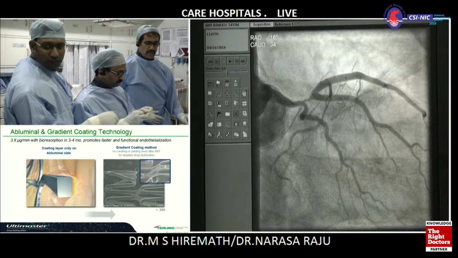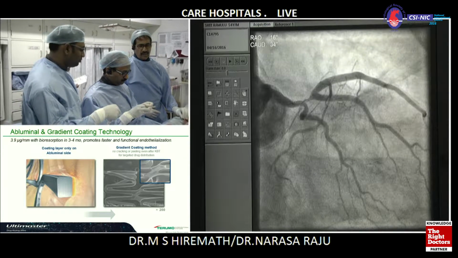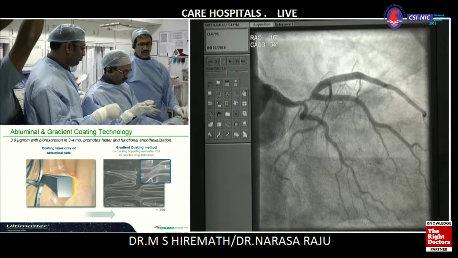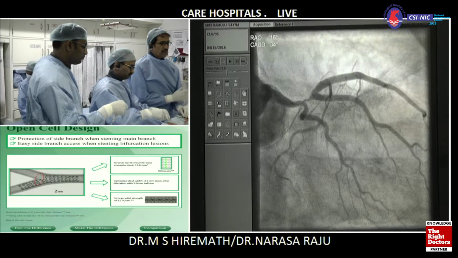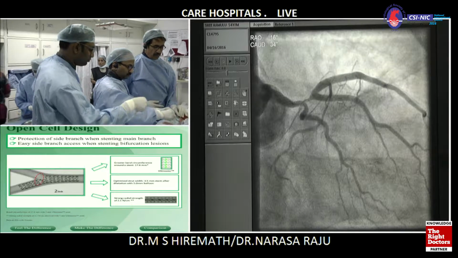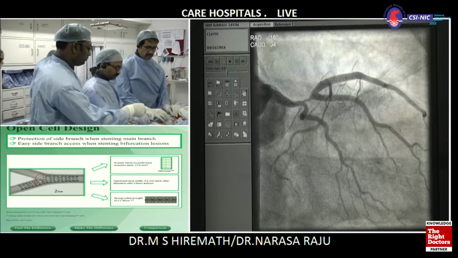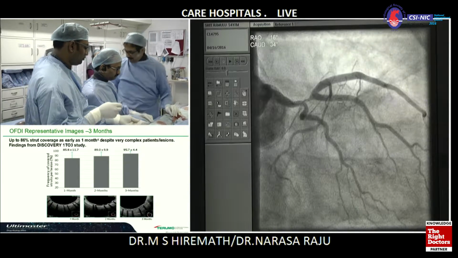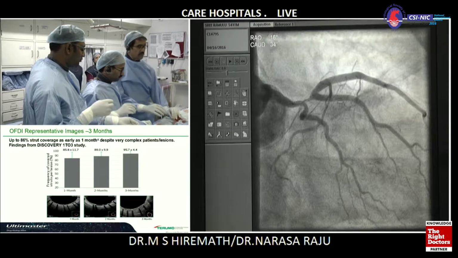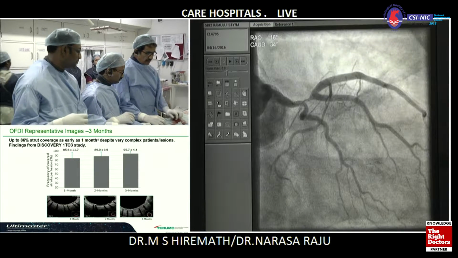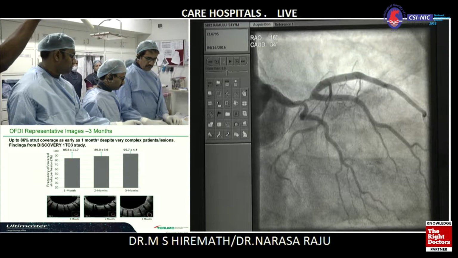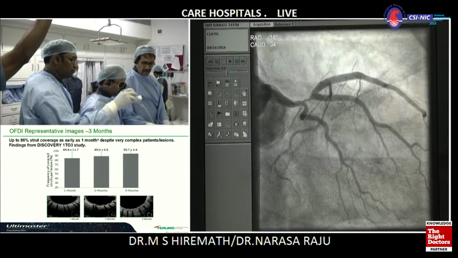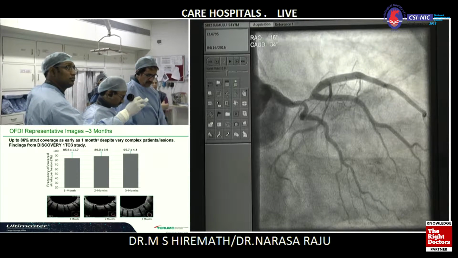All right, so this stent has a biodegradable coating. The results are very striking. The EuroPCR online data suggests that at the end of 1 month, we have almost 80%, 85% stent covered, which is exciting, allowing you to stop one of the antiplatelets early if you want to, and 95% coverage at the end of 3 months.